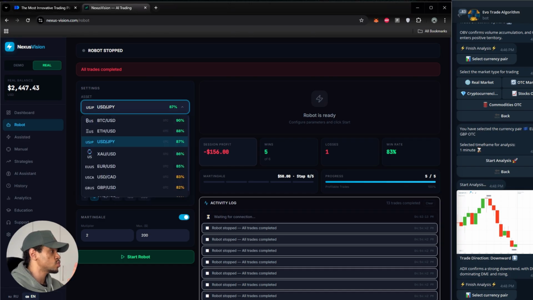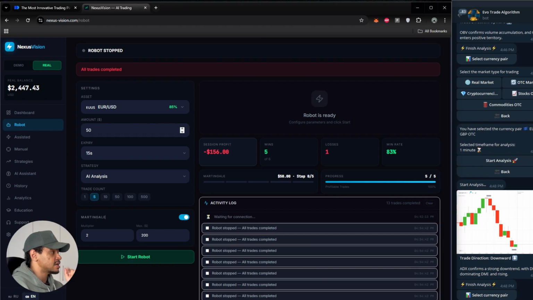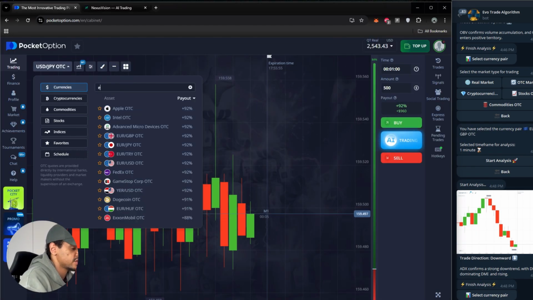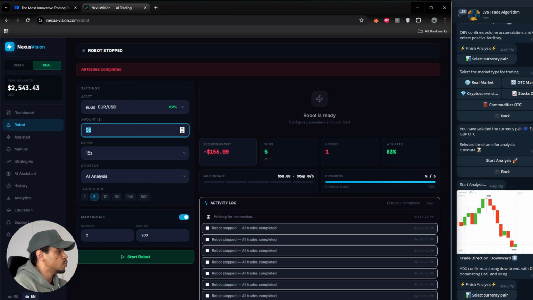So what I'm gonna do is I'm gonna find a more stable and more nice environment. For example, let's do United States dollar. We already traded on it with Evo trade algorithm, so why not do a trading session with this one? Let's do right now $100, because we want to bring it back, right? We have multiplier set to 2, so it's gonna be $200, and after that we want to do $400 just in case.